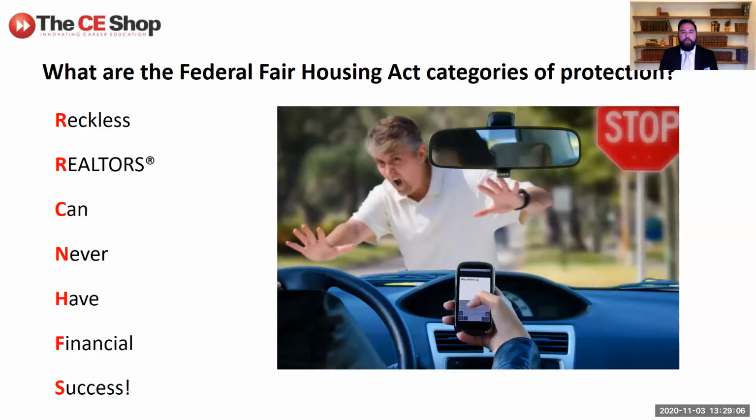Now, we talk about fair housing, very important. And it's important that we understand what the protected classes are and really what we should be remembering. So check this out. Reckless realtors can never have financial success. There is so much truth to that. Because if you're reckless, you could lose your license.